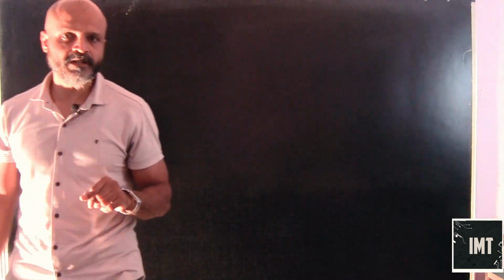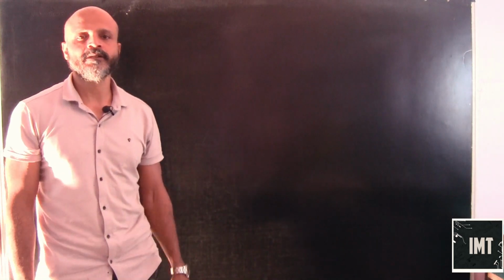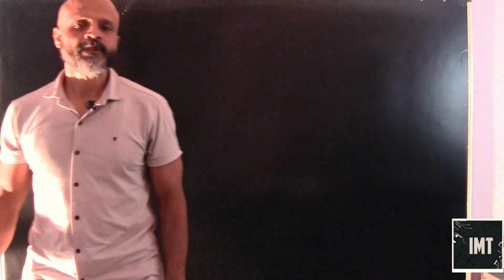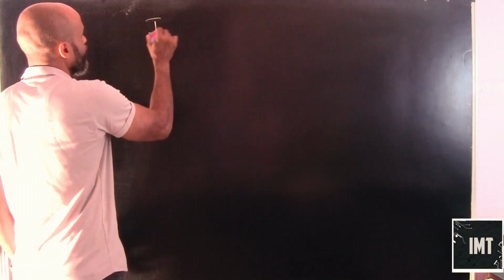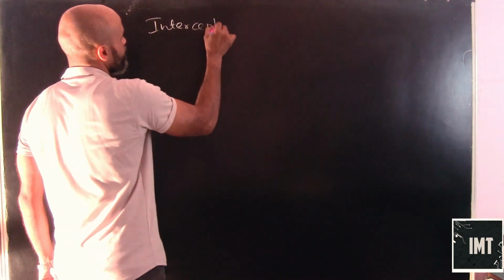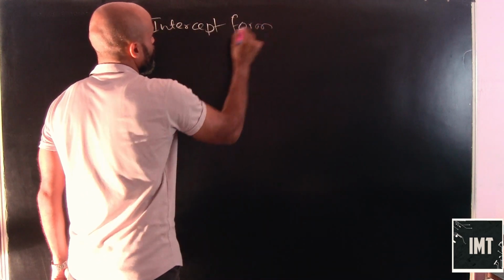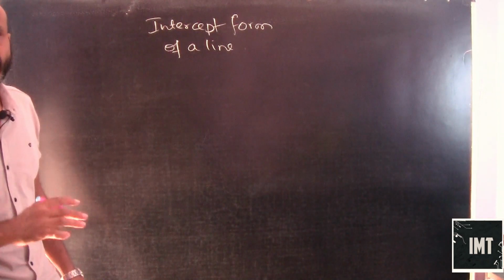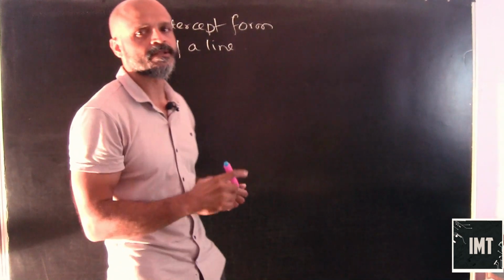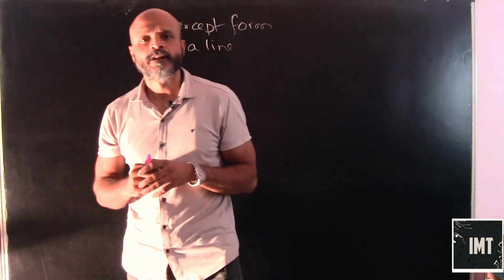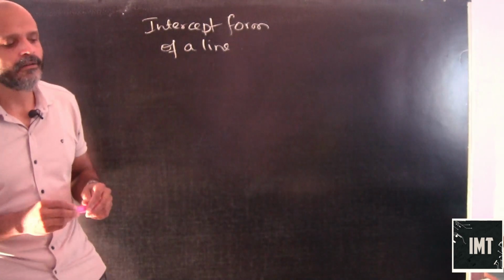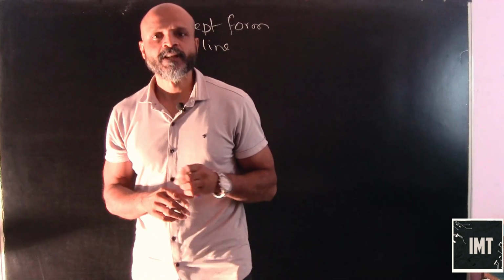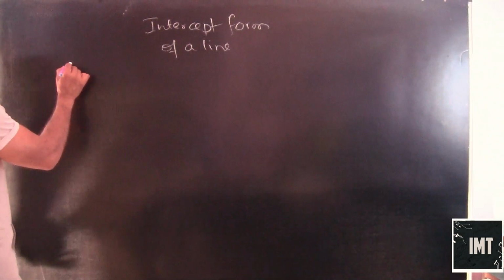So we will continue with the topic of straight lines, and we will basically come to the intercept form of a line. So first we will prove what this is, and then we will do some sums, and then we will do some problems, most of which are from the book of R.D. Sharma, so that your concepts are absolutely clear about it. So let's understand what is basically the intercept form of a line.